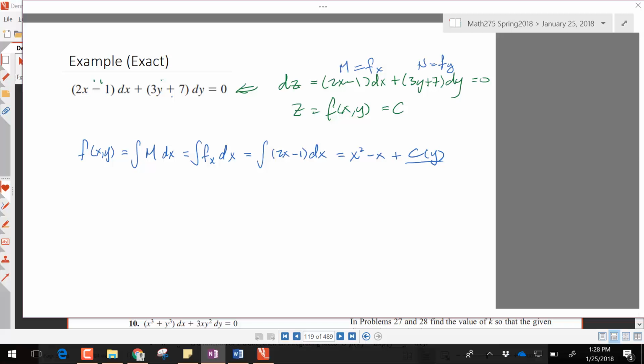Okay, does that make sense? Yes. No, because you can assume that the real constant can be part of that y function. So the c of y could be like sine y plus y squared plus 4. It's all in there.